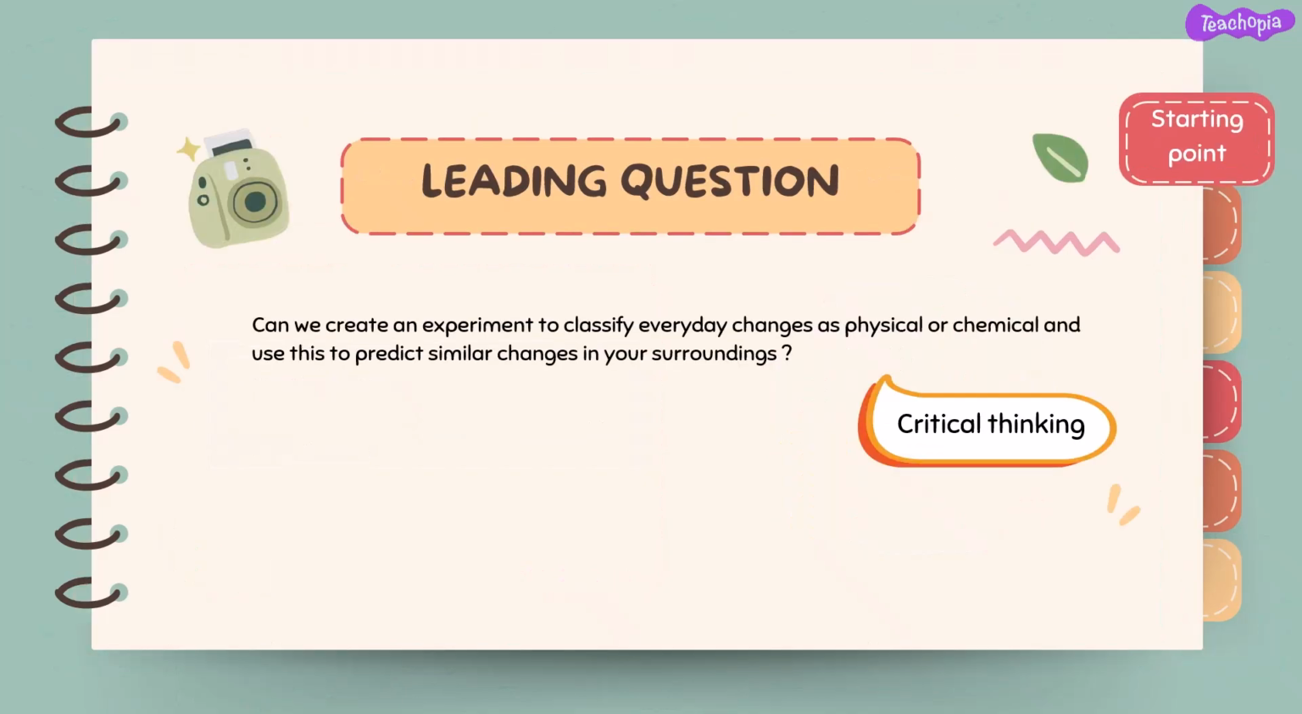The PBL starts with a leading question: can we create an equipment to classify everyday changes as physical or chemical and use this to predict similar changes in your surroundings? This question sparks curiosity and guides students to observe, analyze, and connect concepts. It also helps to build critical thinking.